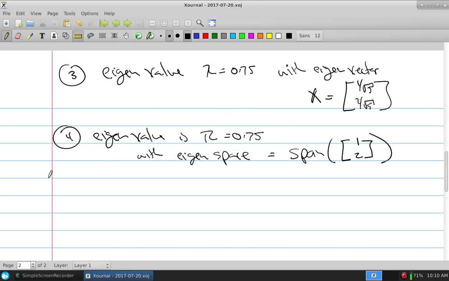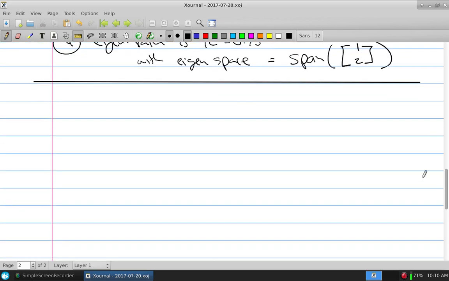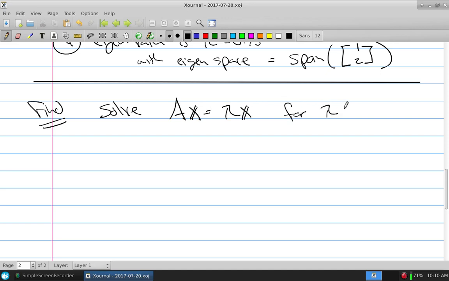All right, how do I find them though? So that's our notation. Finding it really is, if you say find, it really says I need to solve A times x equals lambda x for lambda. And a lambda will have an x associated with it? And the answer is yes. And it's like, okay, I don't know how to solve that.